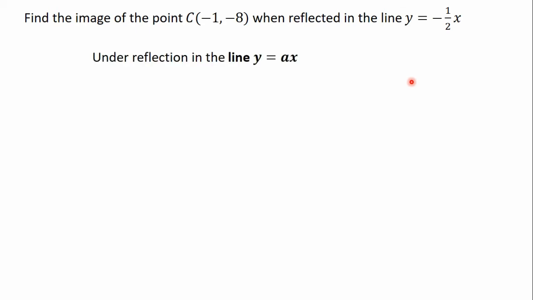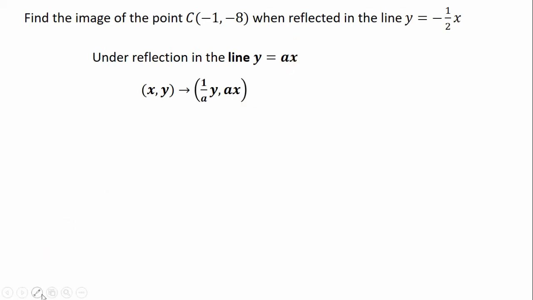From the previous video, we have learned that when we reflect a point in the line y equals ax, the rule of the transformation is (x, y) maps to (1 divided by a)y as the x coordinate, then ax as the y coordinate. So to get the rule of the transformation when we reflect a point in the line y equals -1 divided by 2x, we have to find the value of a, then we substitute that value of a into what we have here to get the rule of the transformation.